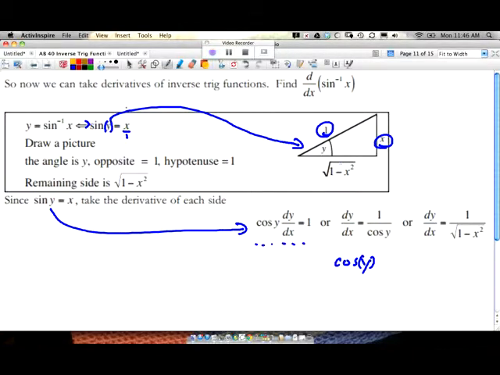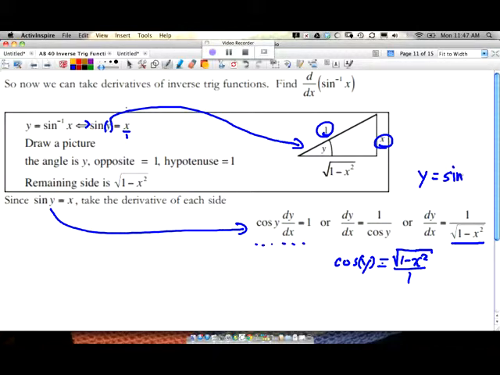And cosine y, according to this picture, is the adjacent over the hypotenuse, which is square root 1 minus x squared over 1. Now this over 1, they didn't really include that. They just put square root 1 minus x squared. So that's what we got. That's crazy. We just figured out the derivative of sine inverse of x.